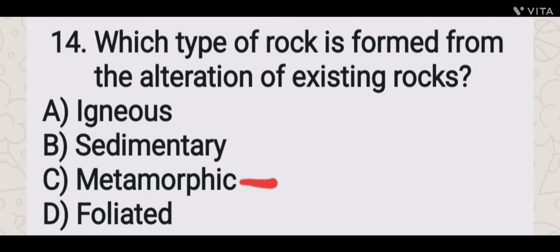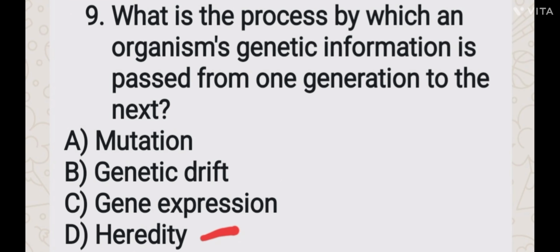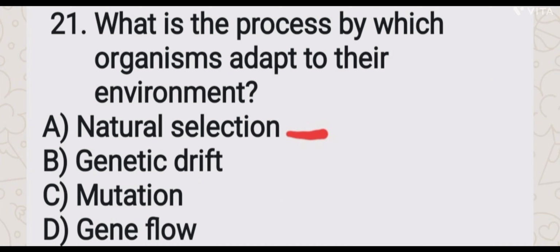Which type of rock is formed from the alteration of existing rocks? Option C. Metamorphic. What is the process by which an organism's genetic information is passed from one generation to the next? Option D. Heredity.